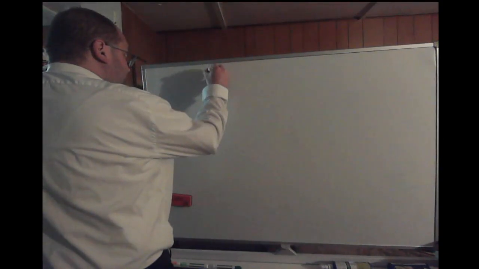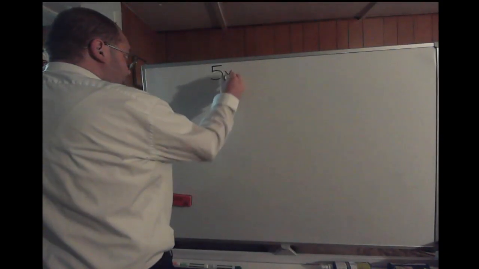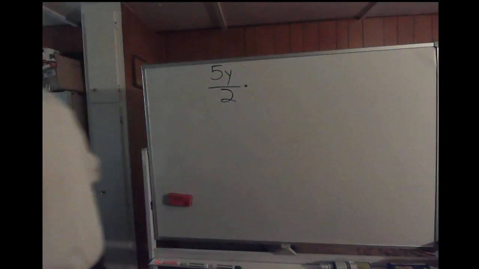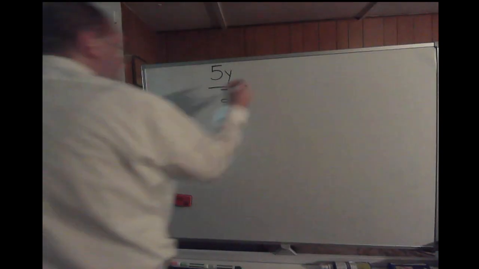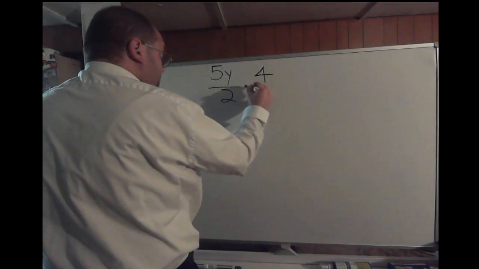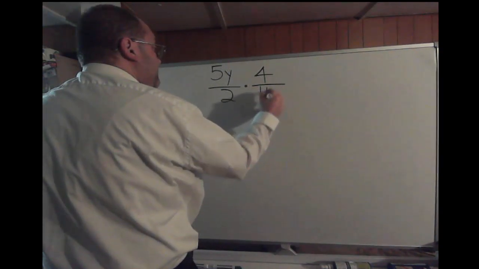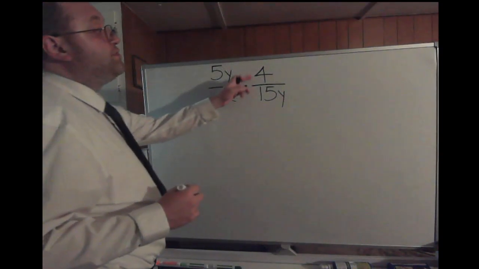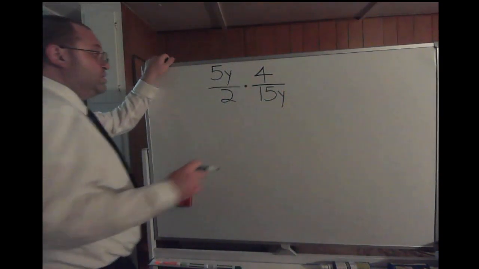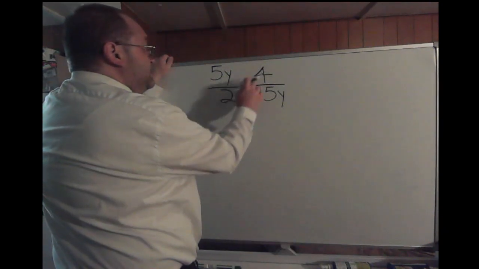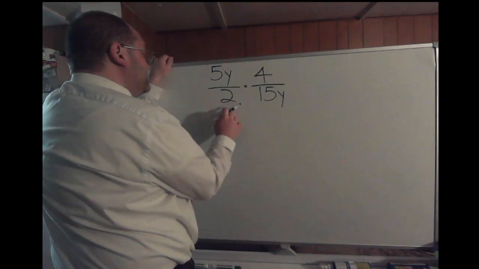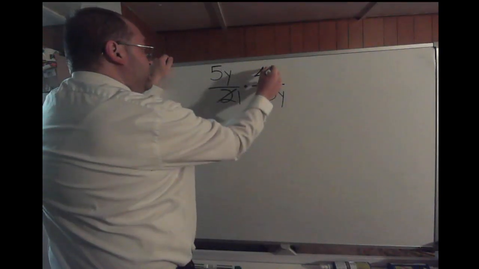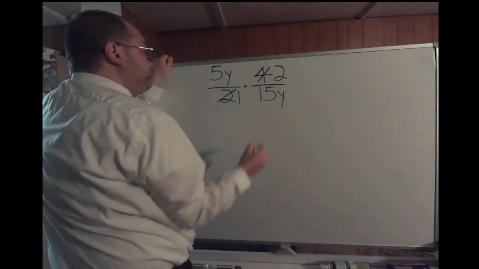Alright, let's see. We've got 5y over 2 times 4 over 15y. Well, 2 is a factor of 4, so if we divide 2 by 2, we get 1. We divide 4 by 2, we get 2.